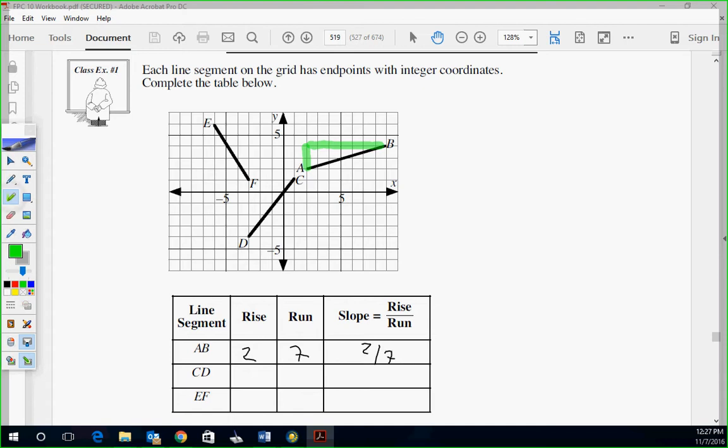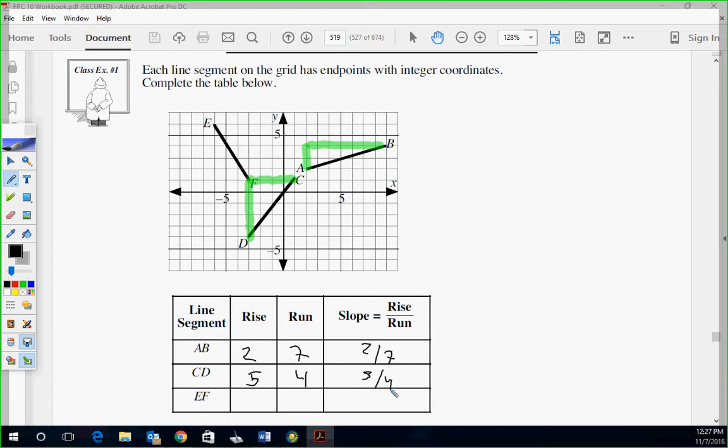C and D. Up 1, 2, 3, 4, 5. So up 5. Over 1, 2, 3, 4. 5/4. Yes? 4/5? No, like so you get a negative. Okay, so good question.